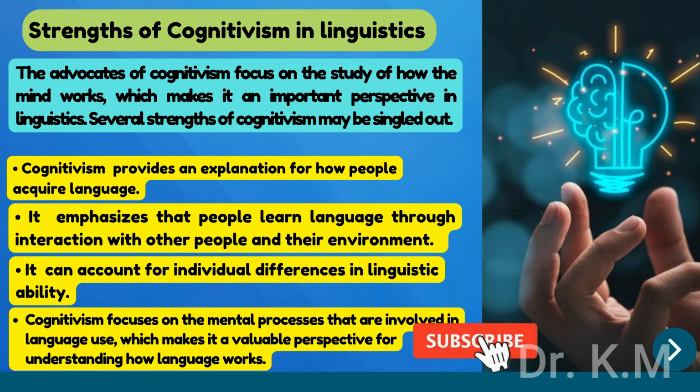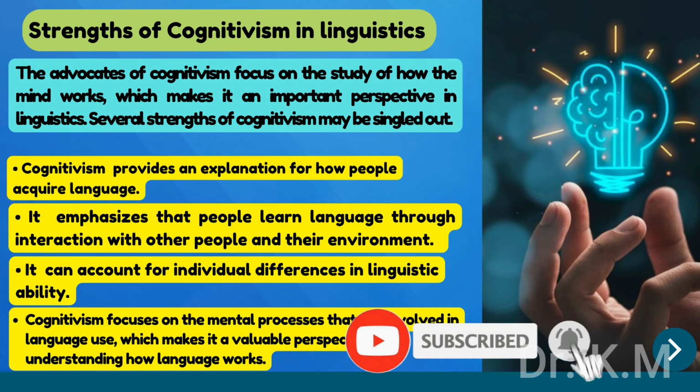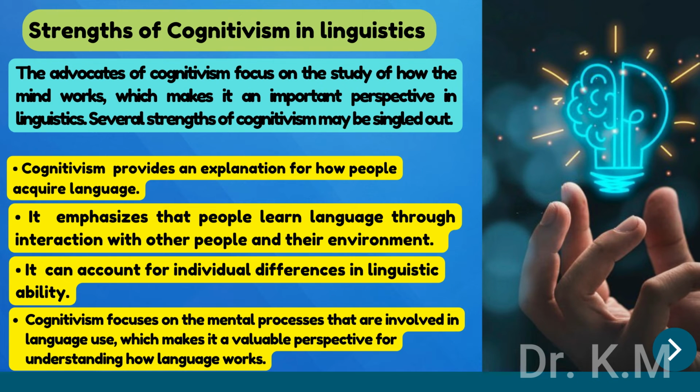Strengths of cognitivism in linguistics. The advocates of cognitivism focus on the study of how the mind works, which makes it an important perspective in linguistics. Several strengths of cognitivism may be singled out. Cognitivism provides an explanation for how people acquire language. It emphasizes that people learn language through interaction with other people and their environment. It can account for individual differences in linguistic ability.